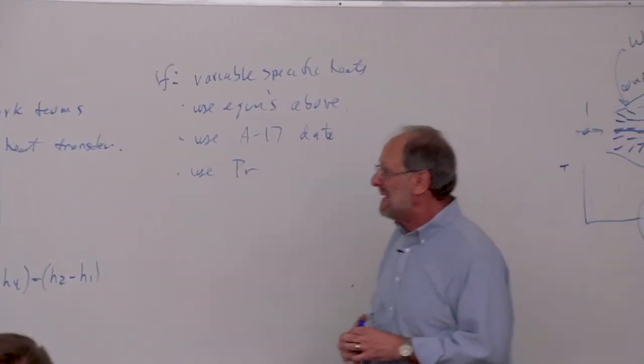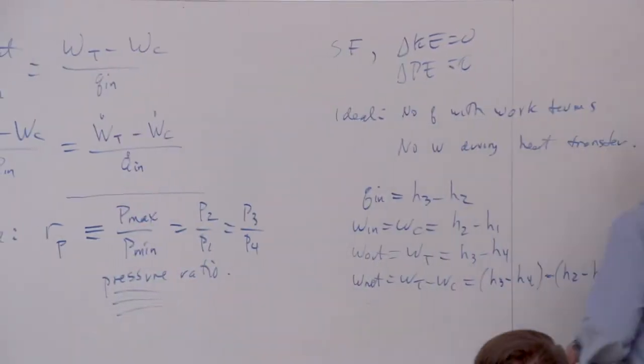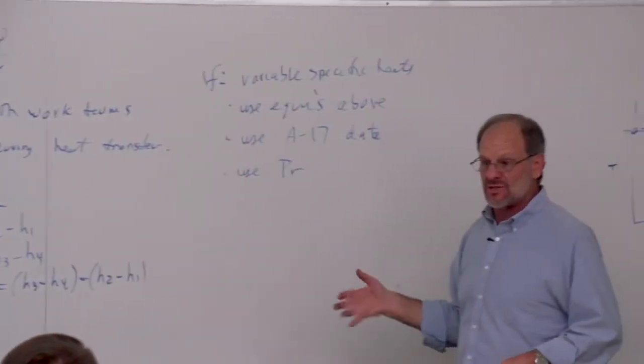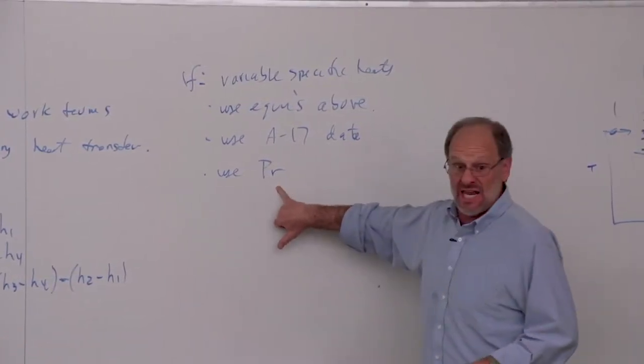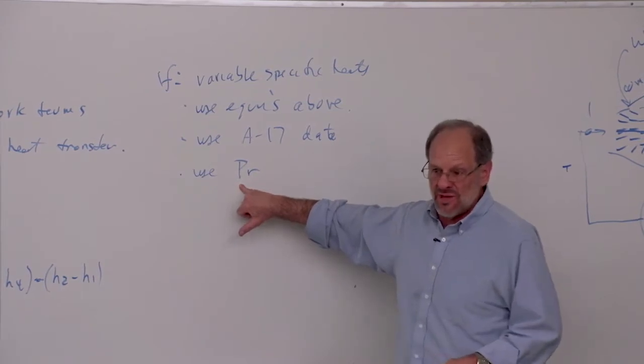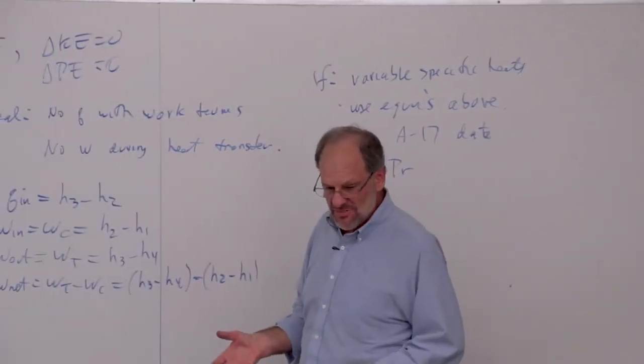No, R sub P is a pressure ratio. This is the maximum over the minimum. This is PR, our relative pressure. This is the data that exists in table A17. And frankly, it's not even a pressure term. They call it relative pressure, but it's really an entropy function, and it's only a function of temperature.